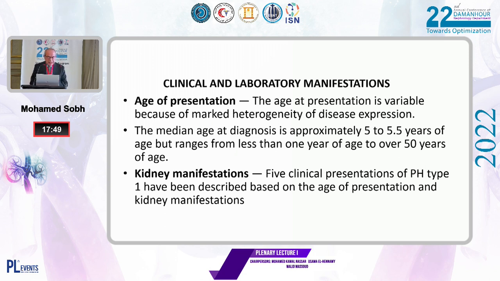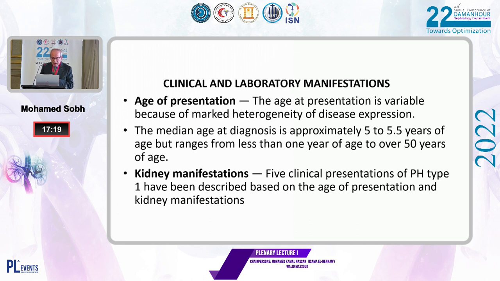If we come to the clinical and the laboratory features, the age at presentation is variable because of marked heterogeneity of the disease expression, as I said before. The median age at diagnosis is approximately 5 to 5.5 years of age, but it ranges from less than 1 year up to 50 years. We as nephrologists usually see these patients in adolescence.